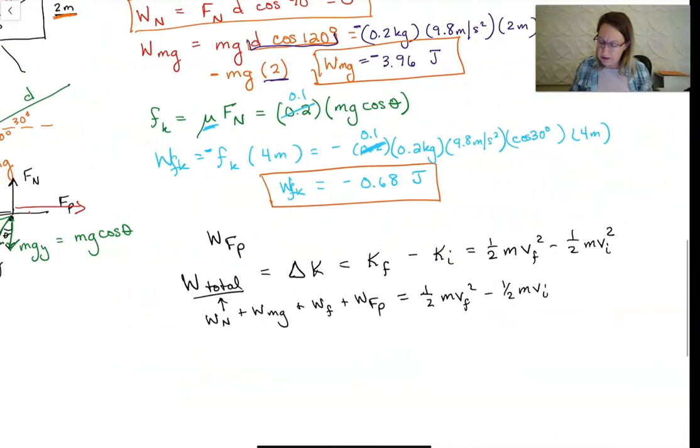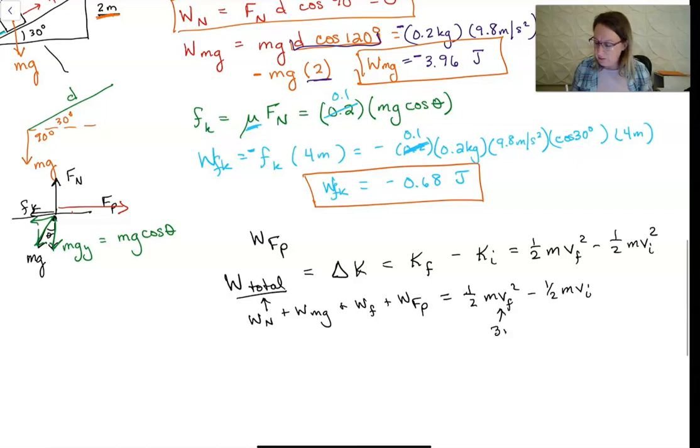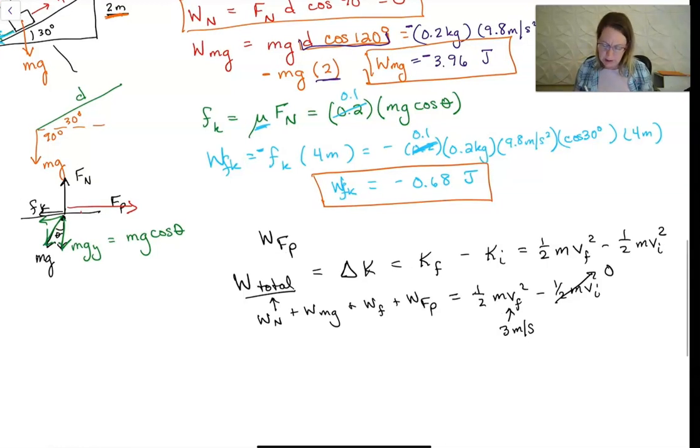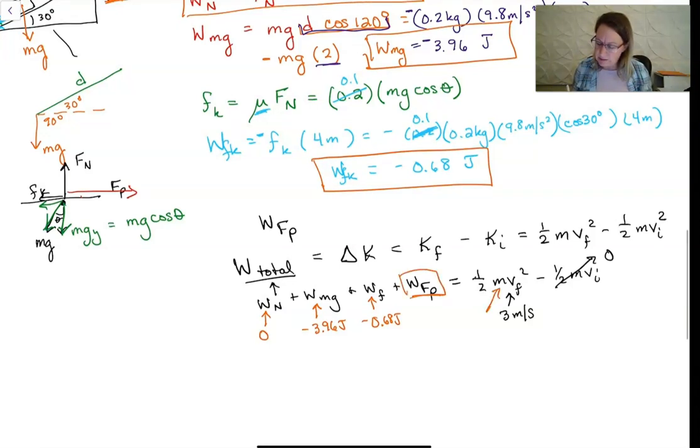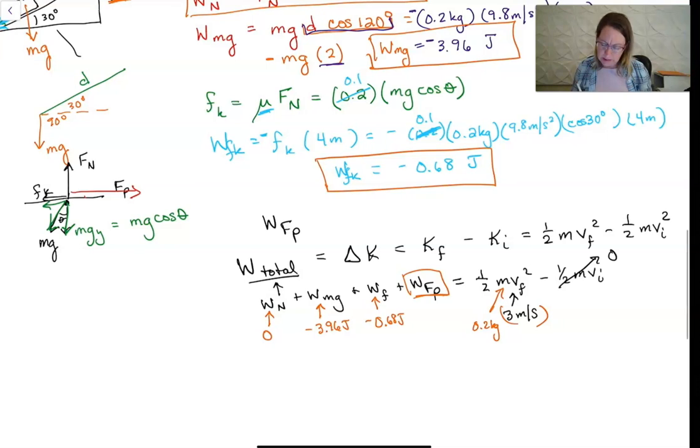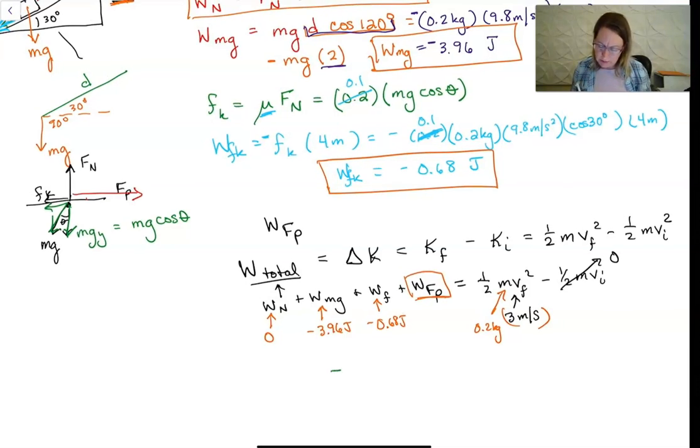And if we look at this setup again, our initial speed is 0, our final speed is 3. So we can just put everything in. Our final speed here is 3 meters per second. That's 0. So we can say work normal, that's 0. This is equal to minus 3.96 joules. This is equal to minus 0.68 joules. This we don't know yet, but we're about to find it. And this mass is 0.2 kilograms. And then we gotta square that. So we get then minus, this is going to be about 4.6 is what it looks like, yeah.